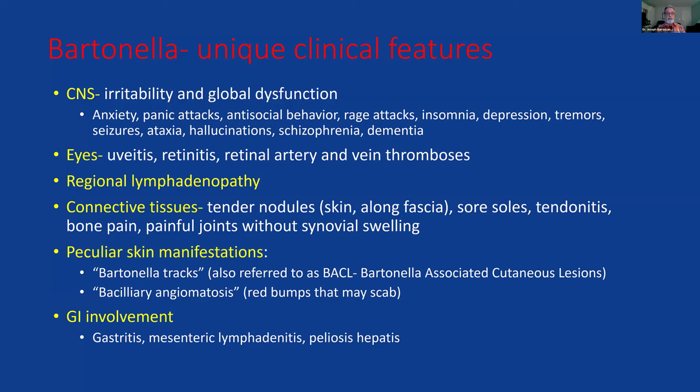Bartonella is also known for some peculiar skin manifestations that don't happen in Lyme disease. One is a strange stretch mark looking thing they call Bartonella tracks. I'll show you a picture. It's also known as Bartonella associated cutaneous lesions, BACL. Also bacillary angiomatosis. I'll show you that. And finally, although Lyme Borrelia can affect the GI tract with gastritis and changes in bowel function, it's much more common with Bartonella. It can mimic very much H. pylori, mesenteric adenitis causing nonspecific mid-abdominal pain and liver changes too.